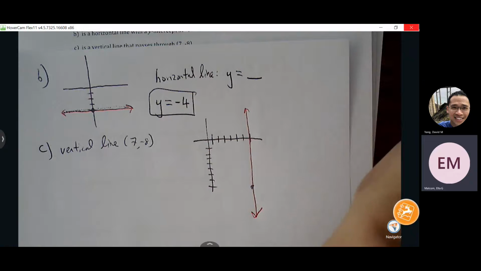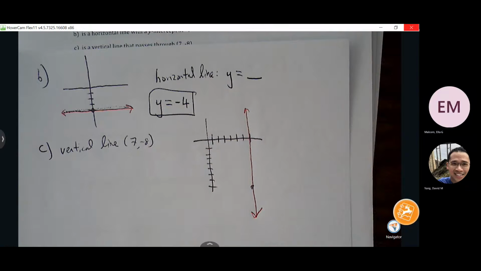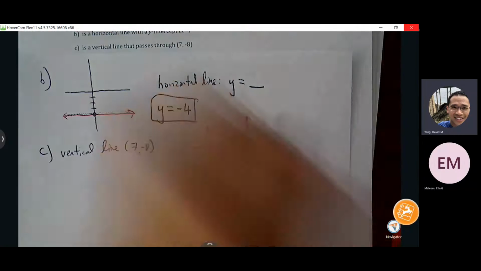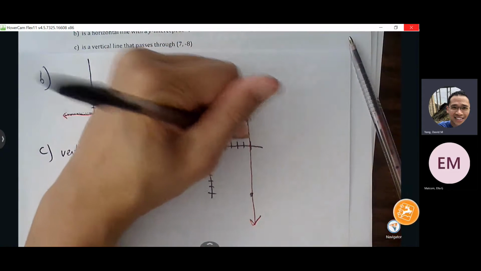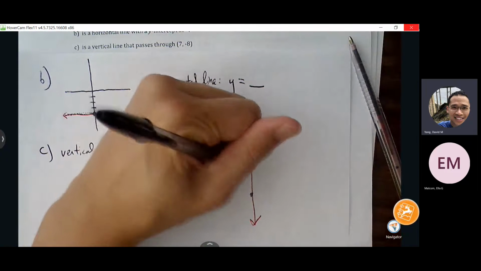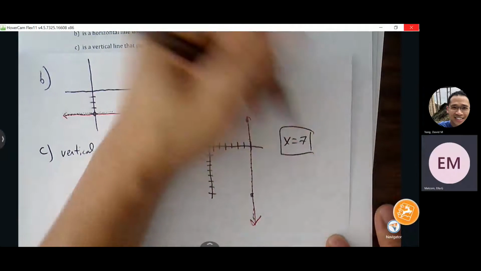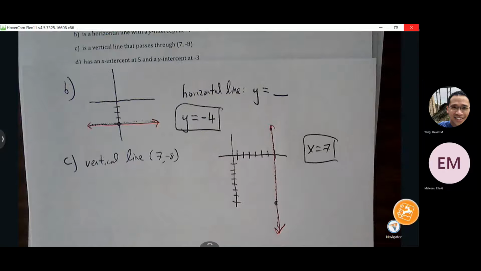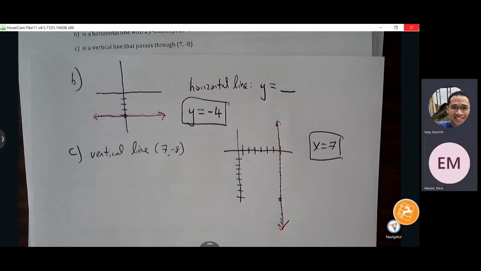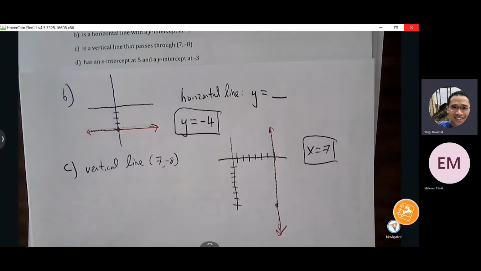That's going to be x equals 7, right? So if you think about this line here, every point on this line has an x value of 7. So if we string all those infinitely many points together, it's going to create that line. Okay, part D.